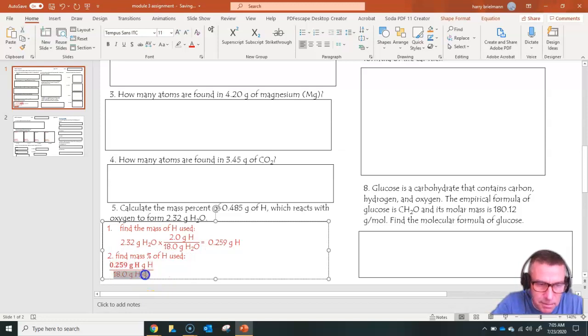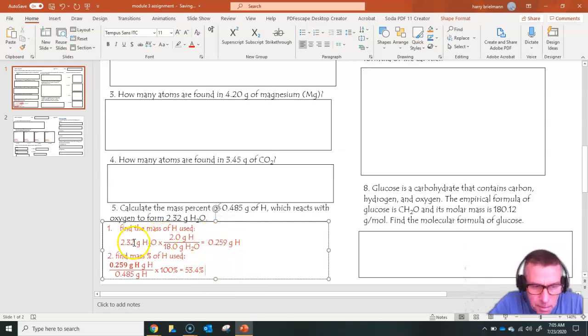We had 0.485 grams of hydrogen available. And to turn that into a percent, we multiply it by 100%. That's percent. And we get 53.4%. And that is the mass percent of hydrogen.